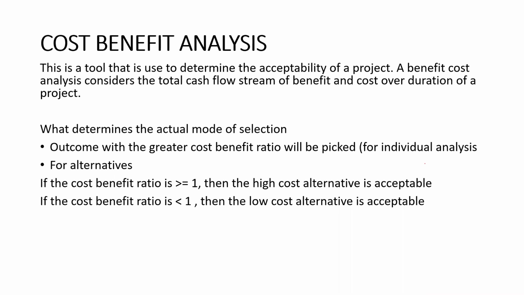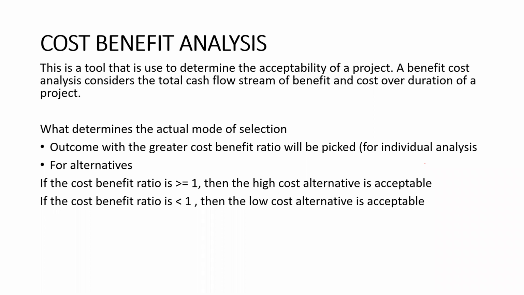this must happen. But let me now classify it as two. The first one is if you are dealing with independent output, that means individual output, then the outcome with the greatest benefit ratio is what you should go for. Let me come again. If you are dealing with individual returns, which means there will be a starting cost for that individual and a benefit for that individual.